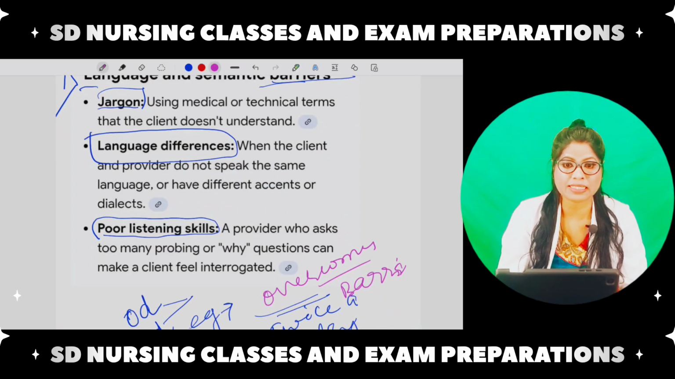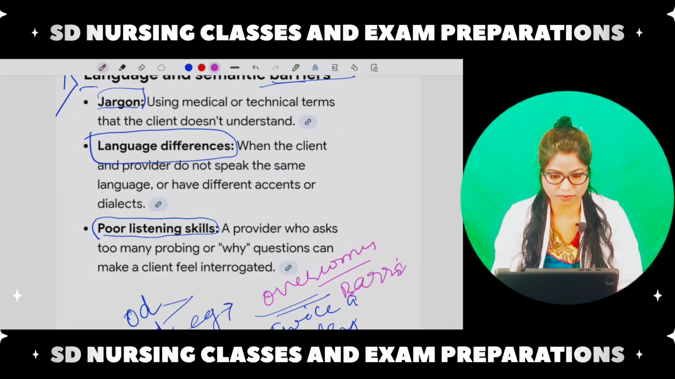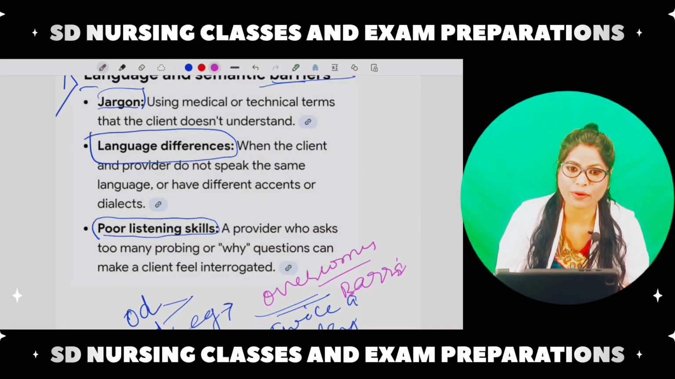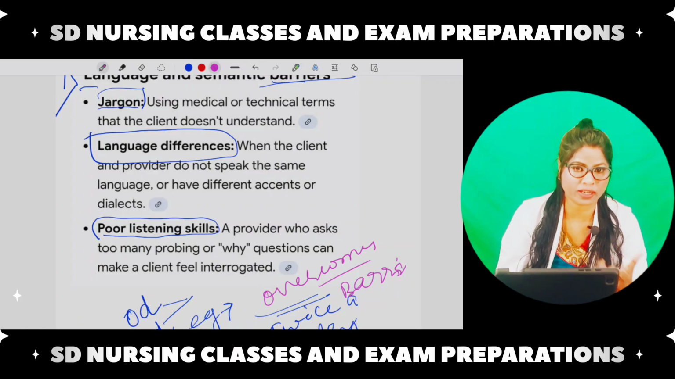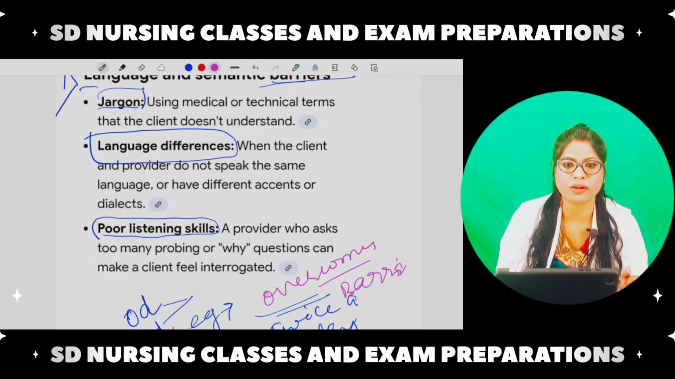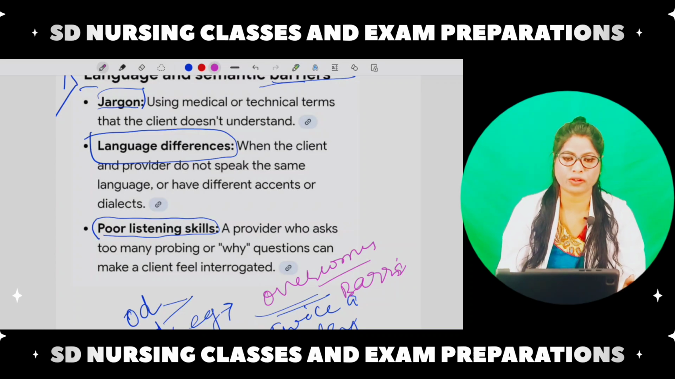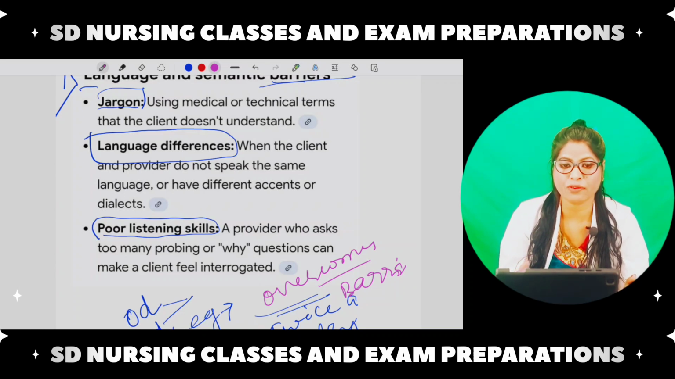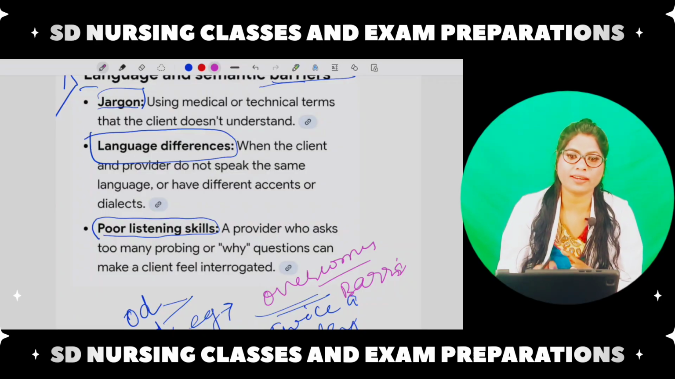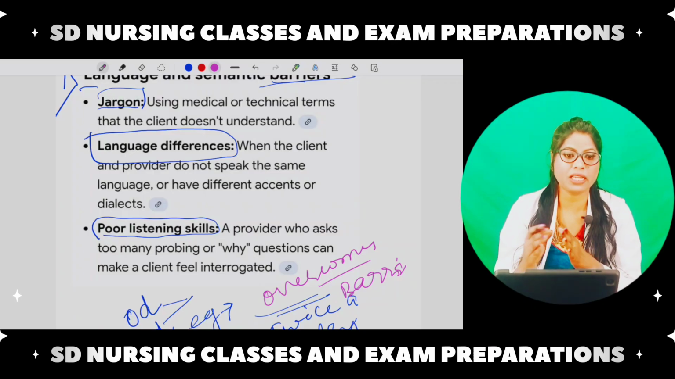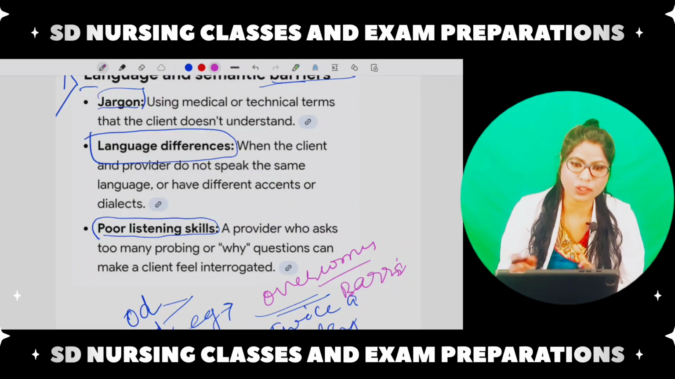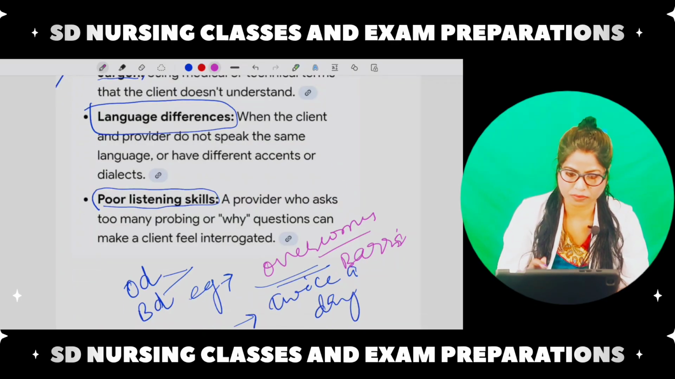Next is language differences. As I just told, we have to communicate with the patient in the language which the patient can understand, otherwise it is a barrier for the patient as well as for the nurse. If we are speaking in English and the patient can understand Hindi or another language, then whatever communication we are doing with the patient, we should do according to the patient. That is how to overcome it.